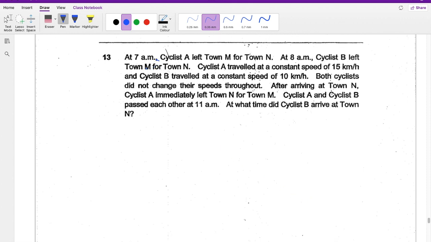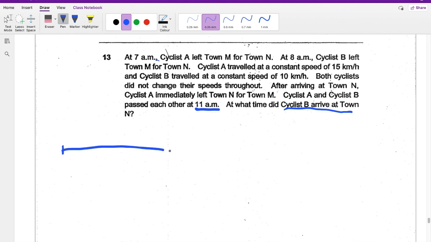Okay, next question. At 7 a.m., cyclist A left town M for town N. At 8 a.m., cyclist B left town M for town N. Cyclist A traveled at a constant speed of 15 km per hour, and B traveled at 10 km per hour. Both did not change their speed throughout. After arriving at town N, cyclist A immediately left town N for M, and cyclist A and cyclist B passed each other at 11 a.m. At what time did cyclist B arrive at town N?